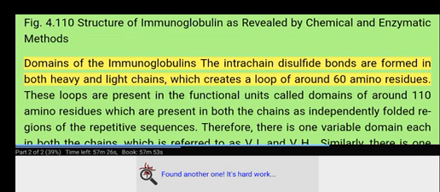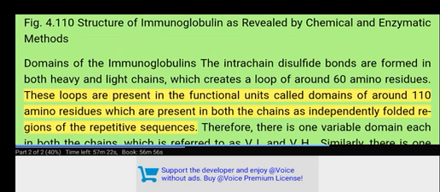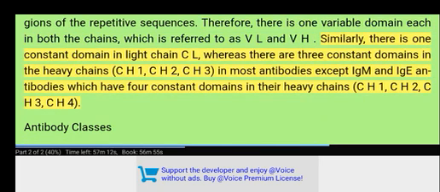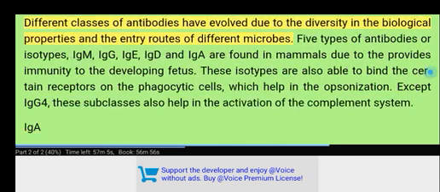Domains of the immunoglobulins. The intrachain disulfide bonds are formed in both heavy and light chains, which creates a loop of around 60 amino acid residues. These loops are present in functional units called domains, of around 110 amino acid residues, which are present in both the chains as independently folded regions of repetitive sequences. Therefore, there is one variable domain in each chain, referred to as VL and VH. Similarly, there is one constant domain in the light chain, CL, whereas there are 3 constant domains in the heavy chains, CH1, CH2, CH3, in most antibodies, except IgM and IgE antibodies, which have 4 constant domains in their heavy chains: CH1, CH2, CH3, CH4.